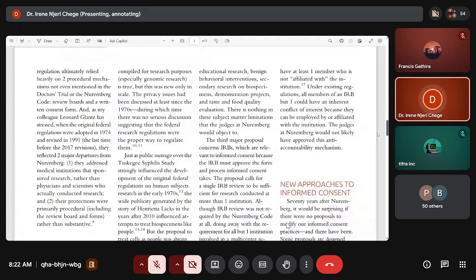Now, also in this study, I don't know if you can see this sentence. So here, just as public outrage over the Tuskegee study strongly influenced the development of the original federal regulations on human subjects in the early 1970s, the widely publicized generation of the story of Henrietta Lacks in 2010 influenced the attempt to treat biospecimens as people.